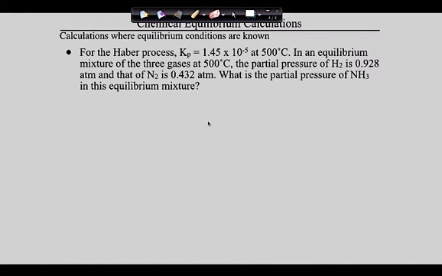So this one first. You got 4 minutes to solve this. Pretend that you're taking the test Thursday. For the Haber process, Kp is this. In an equilibrium mixture of these gases at 500 Celsius, here's your partial pressures for H2 and N2. Figure out what the partial pressure of NH3 would be.